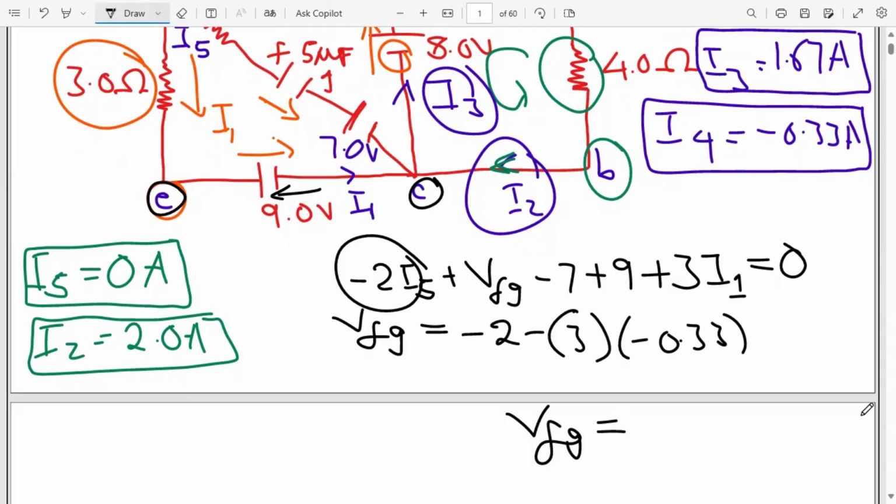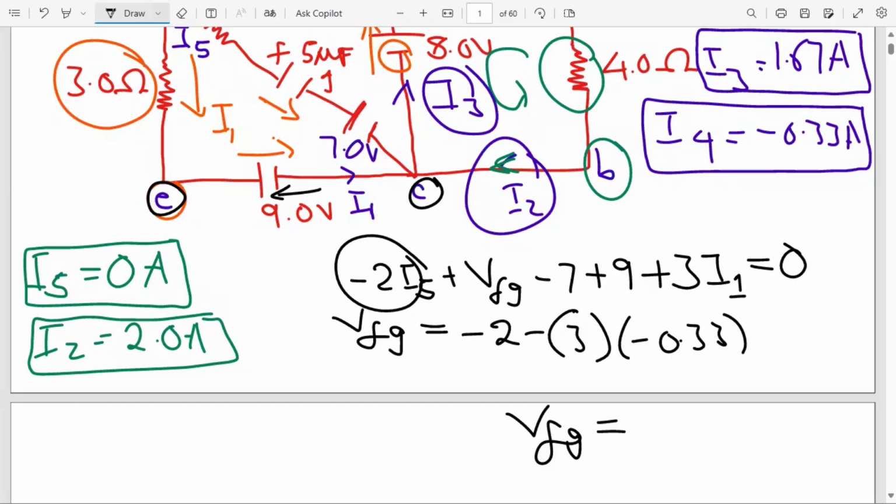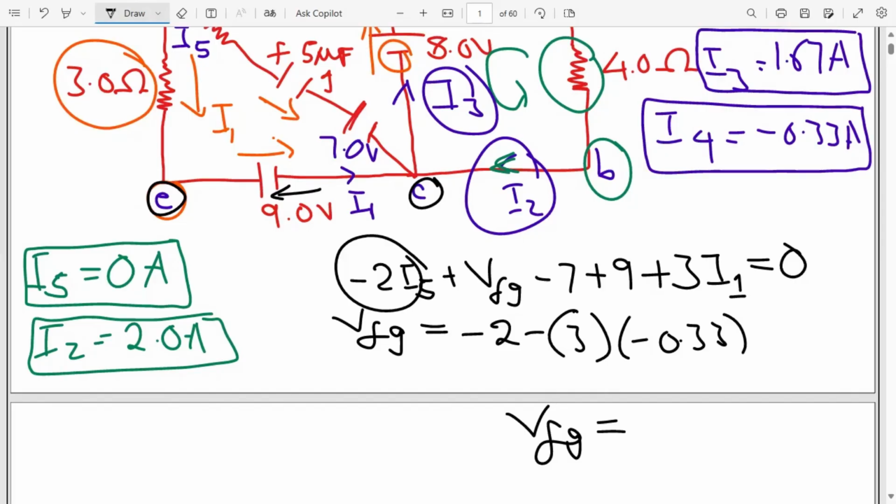let me just plug this into my calculator. This is going to give us -1 volts.